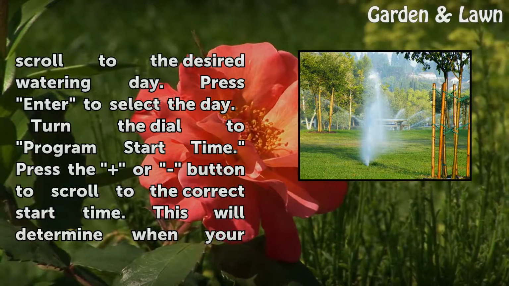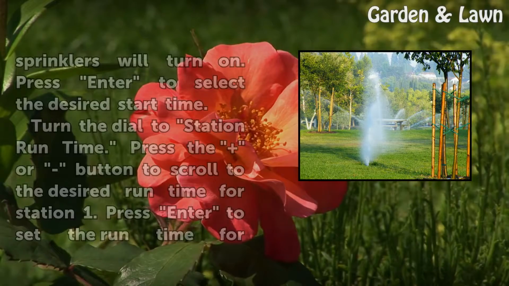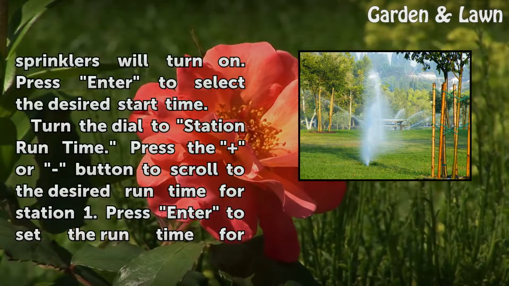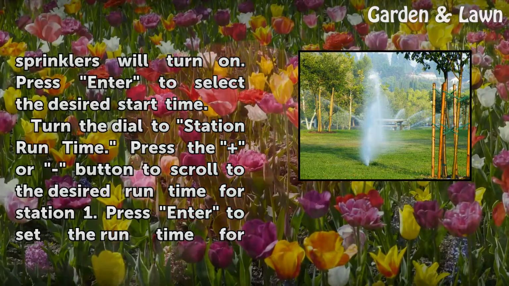Turn the dial to program start time. Press the up or down button to scroll to the correct start time. This will determine when your sprinklers will turn on. Press enter to select the desired start time.